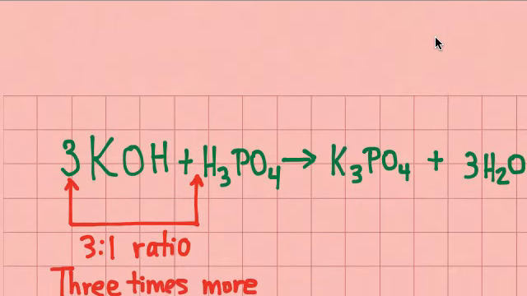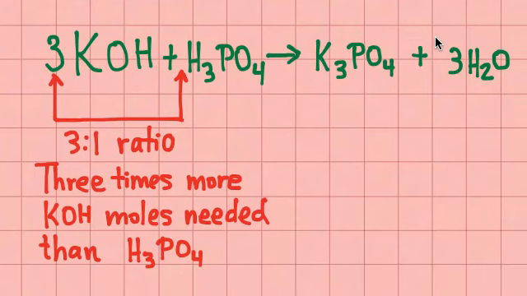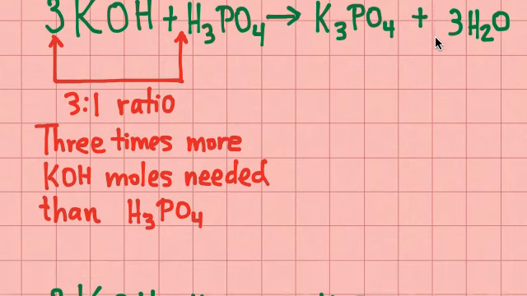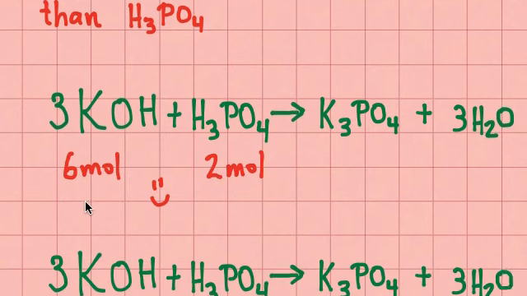Potassium hydroxide reacts with phosphoric acid. Balanced equation, 3-to-1 ratio. Interesting. So the simplest case scenario is just to say, well, I'll take 3 times more of this and this. And indeed, if you have moles, that works. 3 moles of this for every 1 mole of this. So if I had 2 moles of this, jack that up to 6 moles.